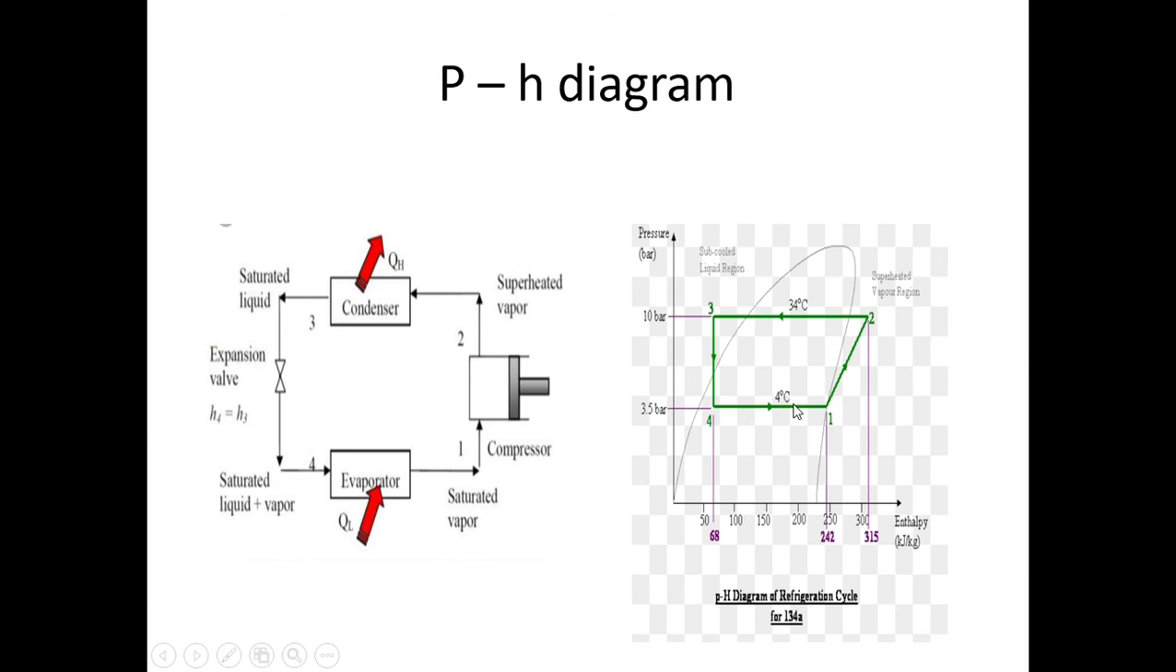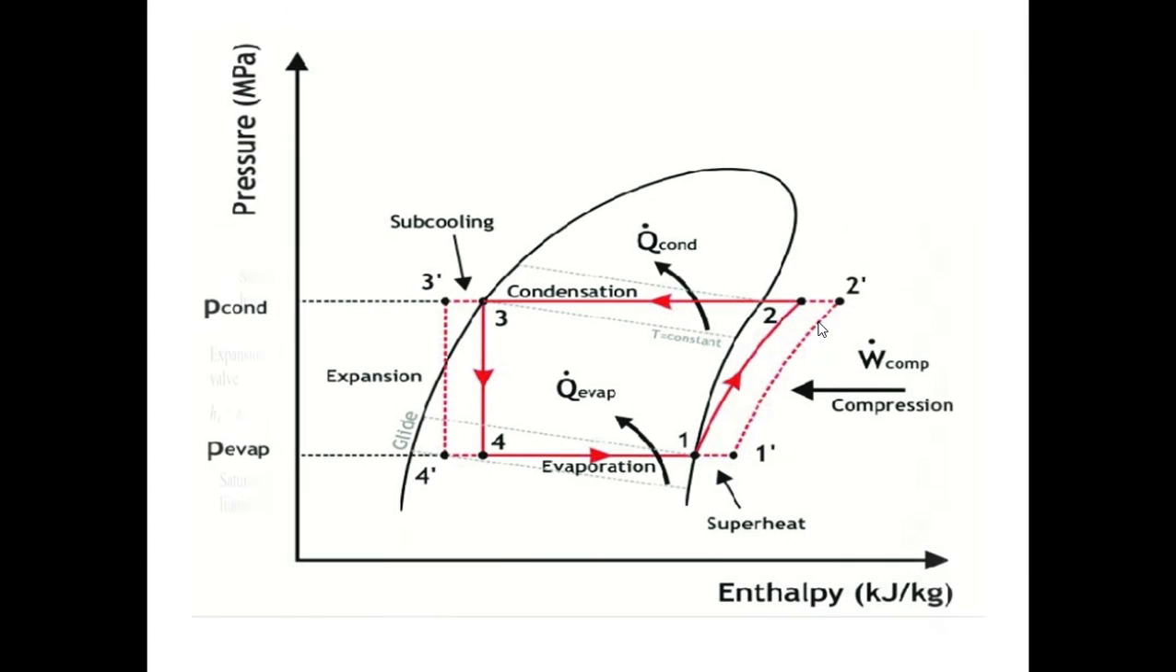Then we have 4 1. 4 1 means you have evaporation. So liquid refrigerant is vaporized to saturated condition. So that is the pH diagram. Now this is the pH diagram for various conditions. Suppose the suction side of the refrigerant is in saturated condition, then compression will follow a curve 1 2.